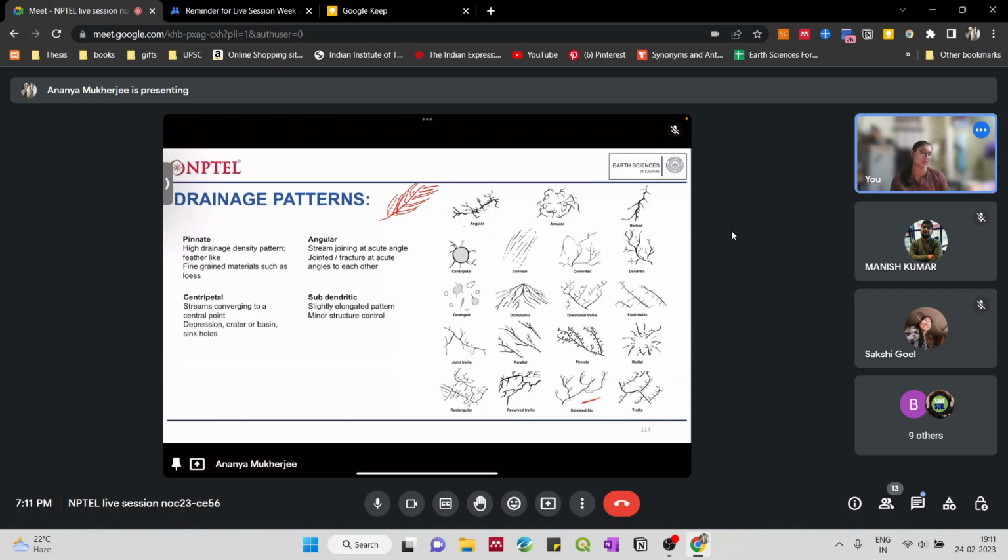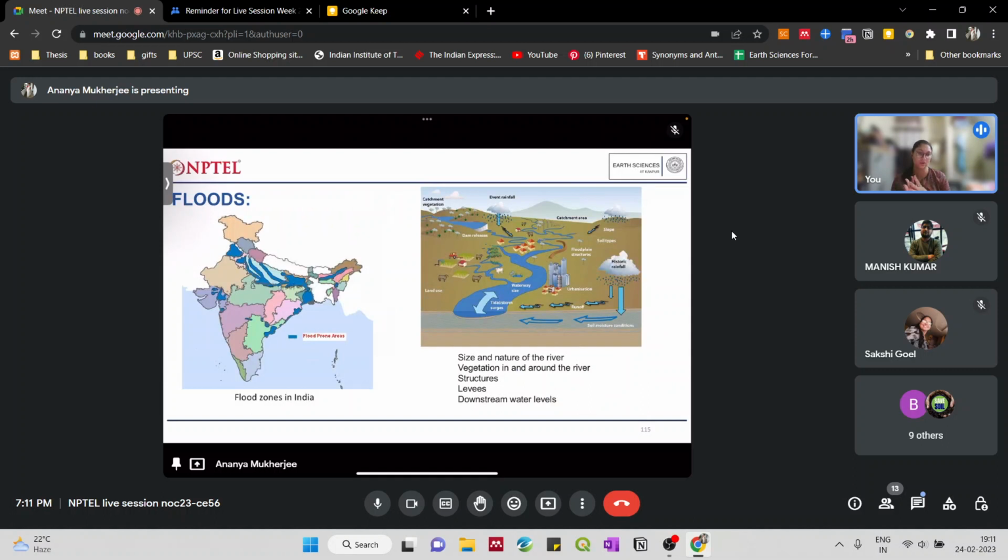Now we studied fluvial landforms: how they form different features on the Earth's surface, in what way the river is eroding, in what way it is depositing or forming depositional landforms, and how it is helping shape the Earth. But the action of the river systems, or the water flowing through the rivers, can also affect life and property negatively.